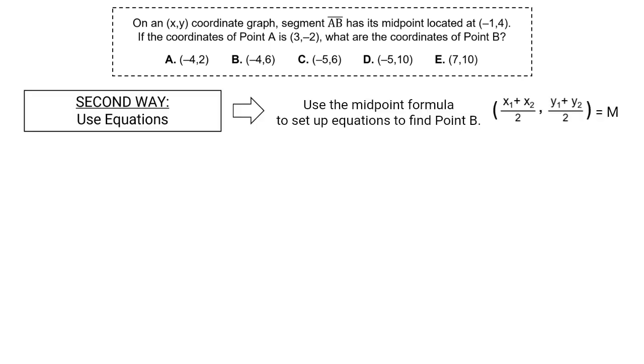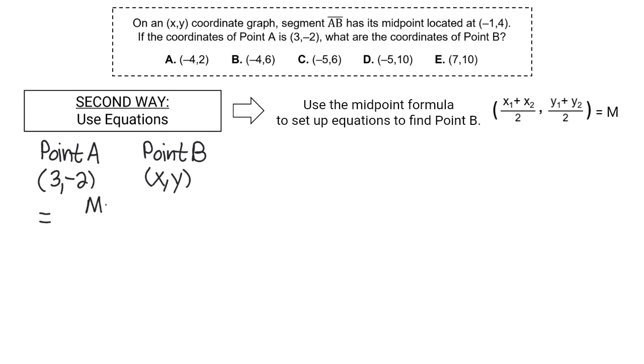The second way to solve this problem is to use the midpoint formula to create equations to find the coordinates of point B. We're going to let point A be (3, -2). We don't know what the coordinates of point B are, so we're just going to call them (x, y). And we're going to let our midpoint be the coordinates (-1, 4).